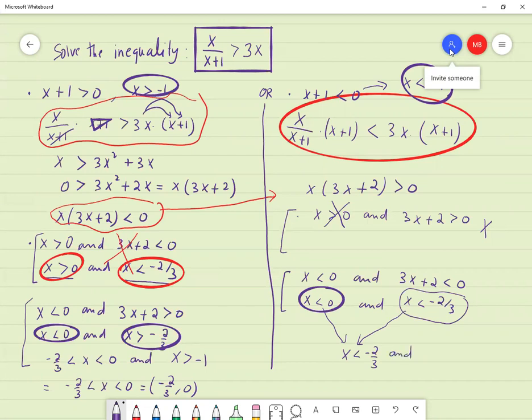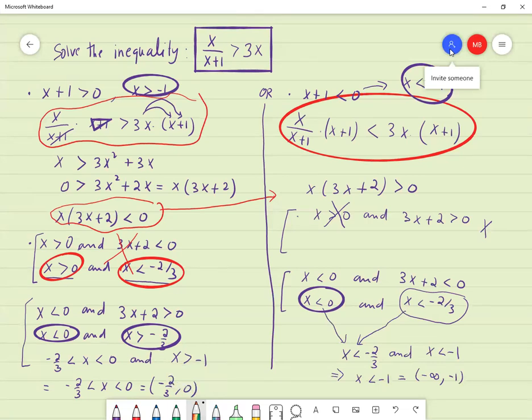And we also have x less than negative 1. Now we have to combine these two again. So combining these two, this implies x less than negative 1, which in interval notation is negative infinity to negative 1. All right, so we got the solution when x plus 1 is less than 0. So we got the two solutions.